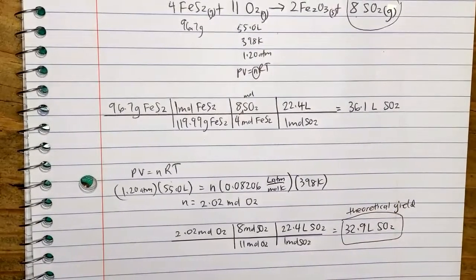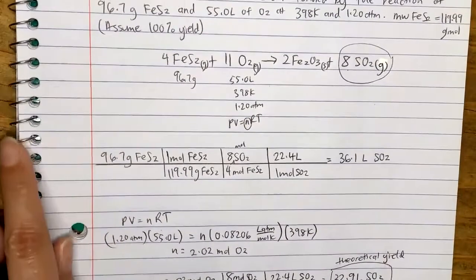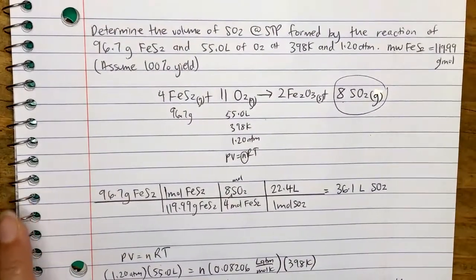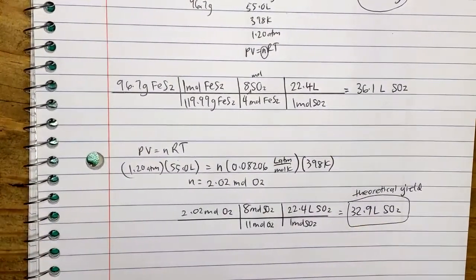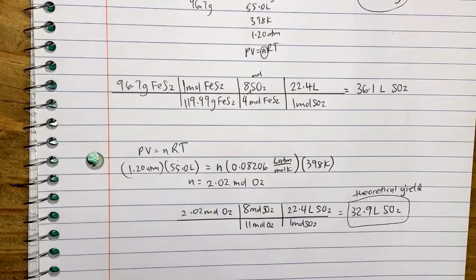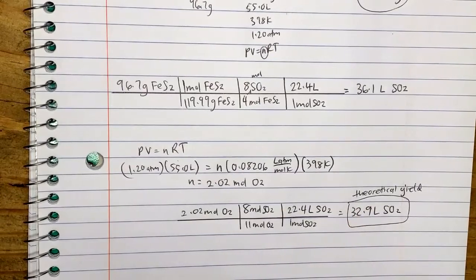And the question was asking for theoretical yield because it says determine the volume of SO2 at STP formed by this reaction. Assume 100% yield right there. If they said it wasn't 100% yield, then whatever percentage, you just have to take that percent. This is theoretical yield and you just take a percentage of that, okay? That is how you do some problems with STP in stoichiometry.